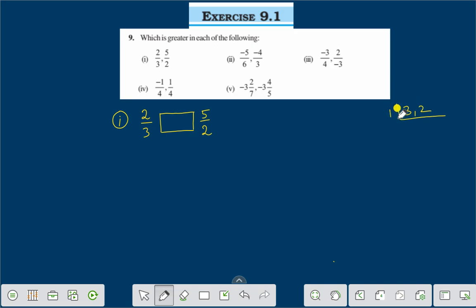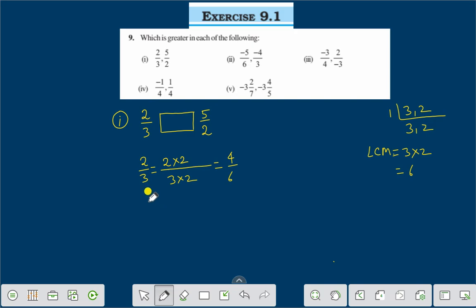You can divide only by 1, that is 3 and 2. Therefore, you can write LCM is equal to 3 into 2, that is equal to 6. Now 2 by 3: if we divide 6 by 3, we will get 2. Therefore, 3 into 2, and this one multiply 2 into 2. That means you have to multiply the numerator and denominator by the same number. It is 4 by 6.